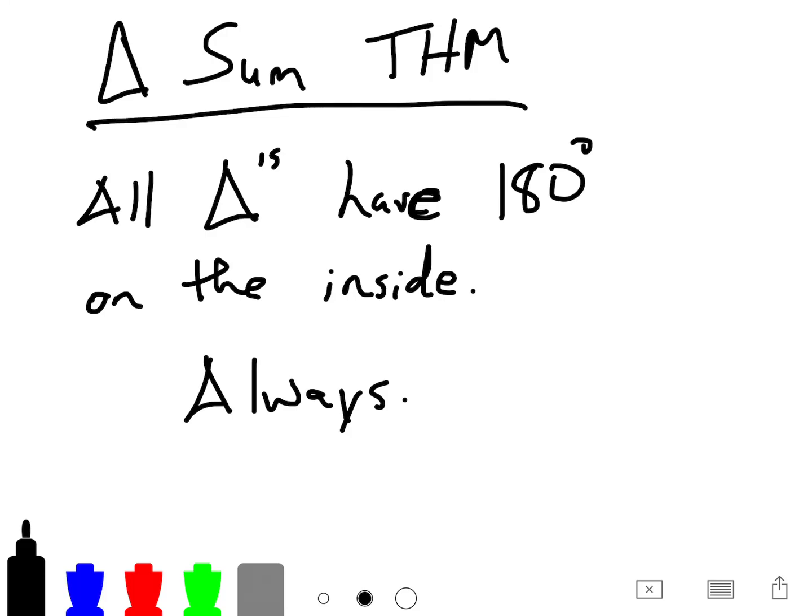So if you're given two of the angles, that means you can automatically find the third because it has to be whatever adds up to be 180 degrees. So let's work this out a little bit.